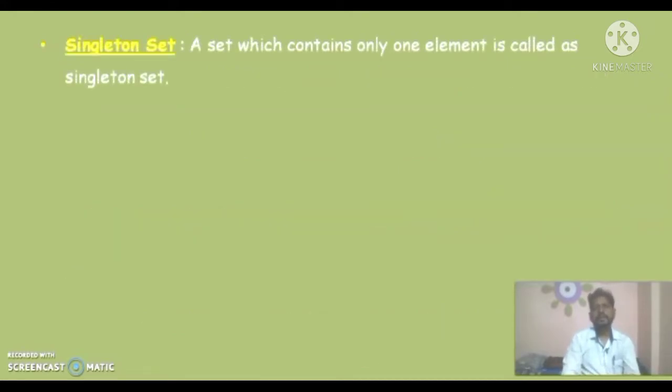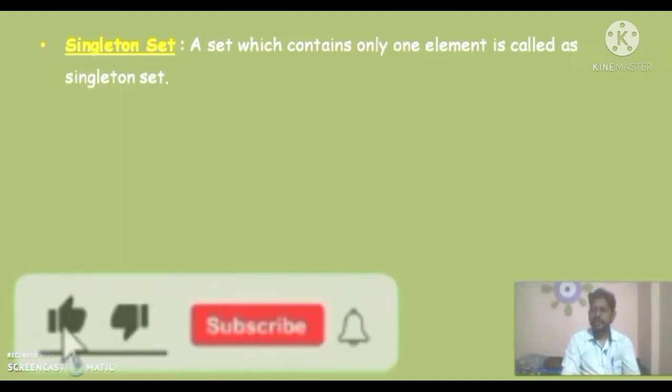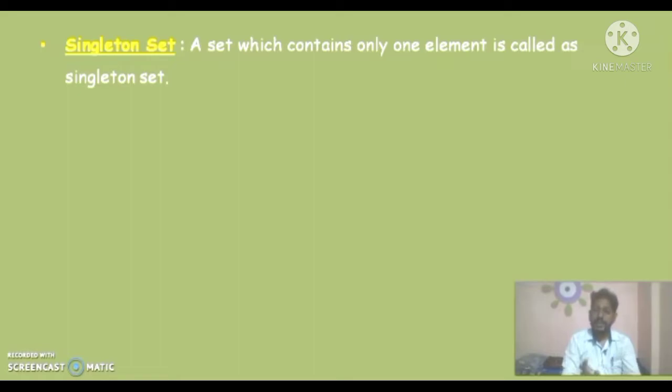Coming to the next, singleton set. A singleton set is the opposite of a null set. A null set does not contain any element. A singleton set contains only a single element, only one element. A set which contains only one element is called a singleton set.